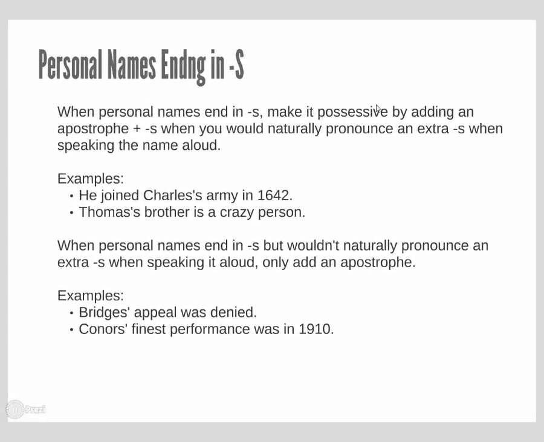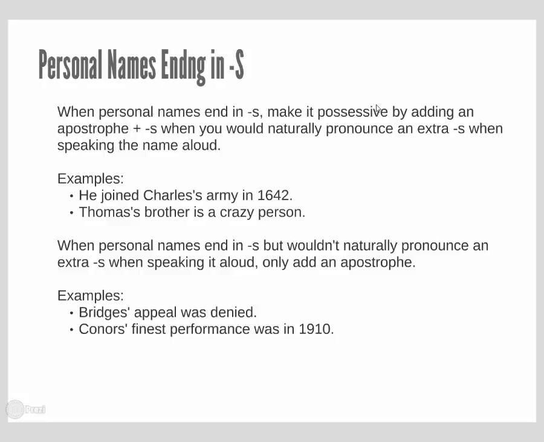This gets slightly more complicated when we start talking about personal names ending in an S. When you have a personal name that ends in S, you are either going to add an apostrophe to make it possessive, or you're going to add an apostrophe S. That depends on how it sounds. If you read the name and it sounds natural to add the sound of an additional S, which is like an EEZ noise, then you do an apostrophe S. If it doesn't sound natural to add an extra S, then don't do it.